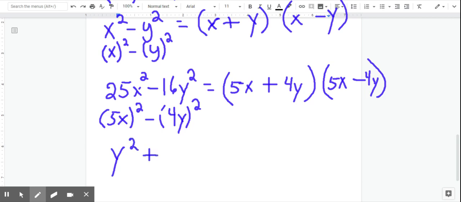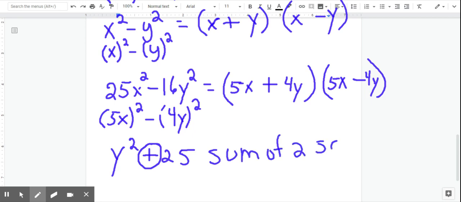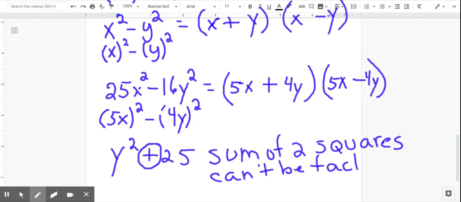What about y squared plus 25? Well, what does it say? Factoring the difference of two squares. This is not the difference. This is the sum of two squares, and you cannot factor it because you would always get a middle term. So a sum of two squares can't be factored unless there's a GCF. That's the only thing you could do, take out a GCF if there was one.